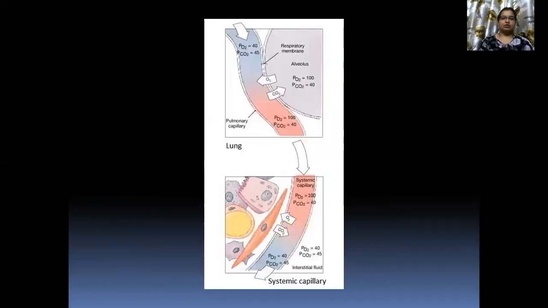So there is a diagram showing exchange of gases. In pulmonary capillary, the partial pressure of oxygen is 40, and in alveoli, the partial pressure of oxygen is 100 mmHg. So oxygen enters the pulmonary capillary, and the partial pressure of carbon dioxide in pulmonary capillary is 45, and in alveoli is 40. So carbon dioxide moves to alveoli from pulmonary capillary.